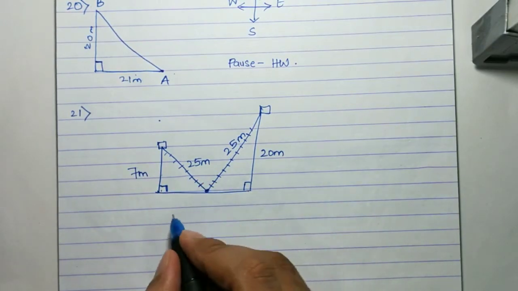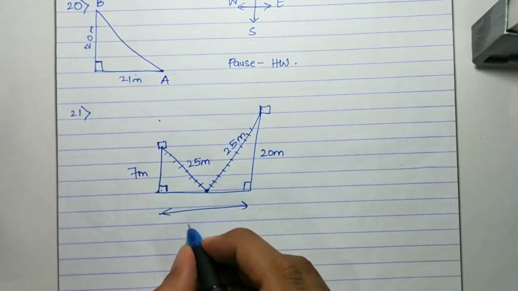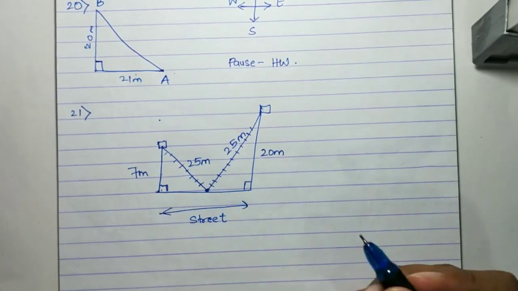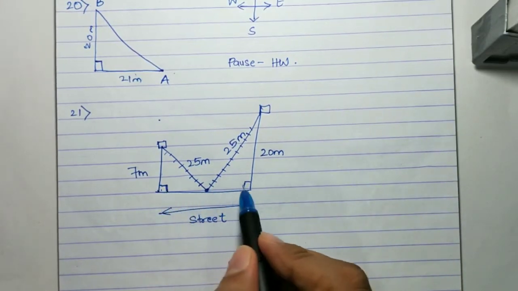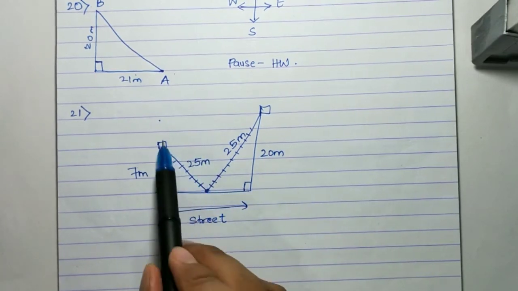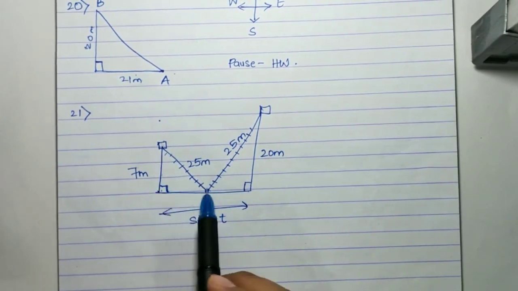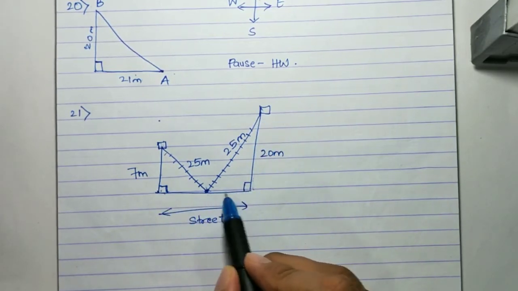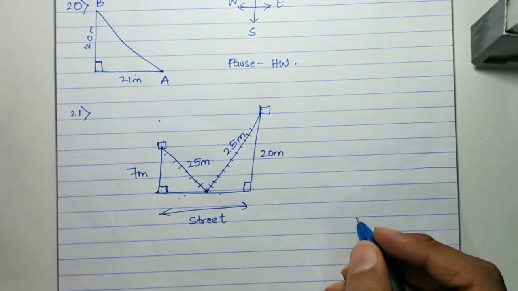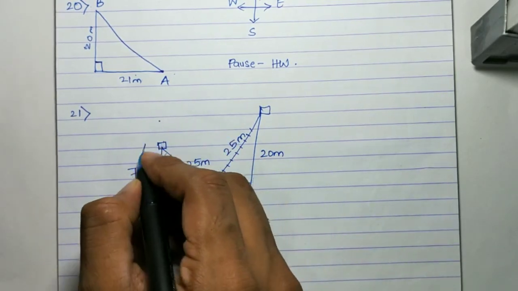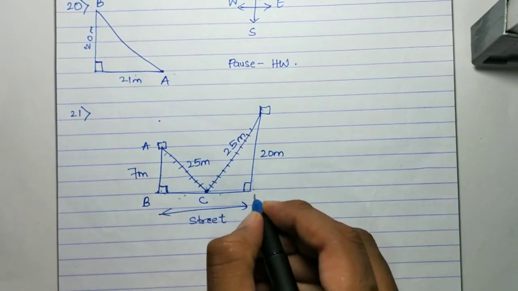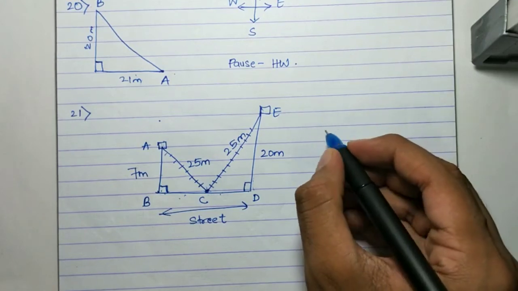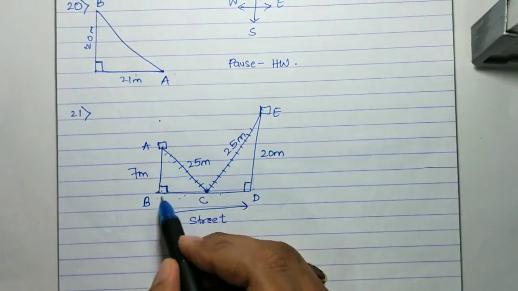Now we have to find the total width of the street. This is the street. We have to find the total width of the street. Now this is the triangle. Using this small triangle, I will find this distance, and using this triangle, I will find this distance and then add both values. Let's name these points. First I'll apply Pythagoras theorem in this triangle.